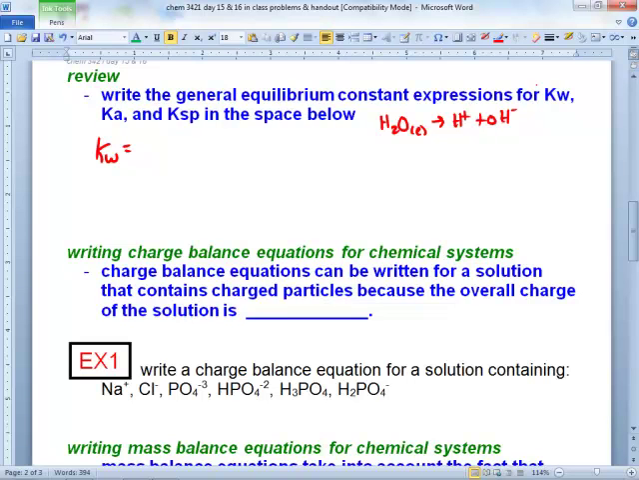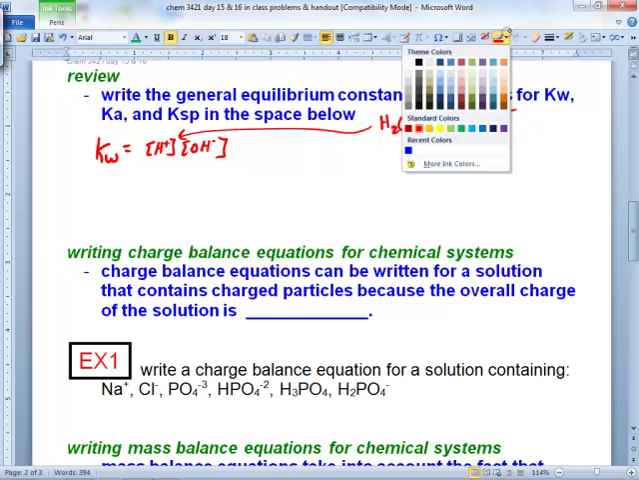There's our reaction. So Kw would be, just like Pedro said, products over reactants. And then we quit, right? Yeah, there's our Kw. How about a Ka?